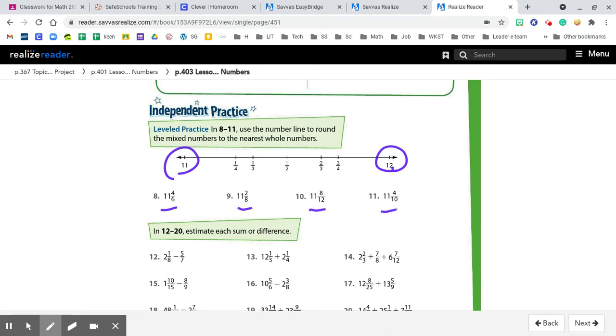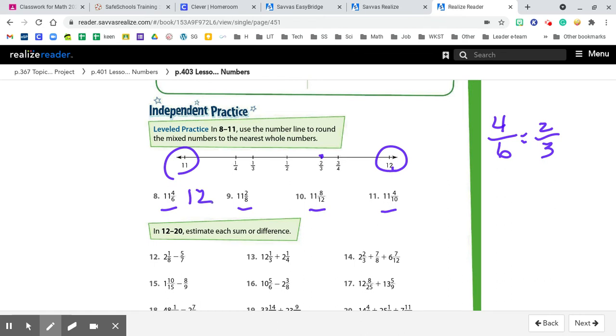So 4/6 is, if you remember from the fraction game, what is 4/6 equal to? 4/6 in lowest terms is going to be 2/3. So that would be right there. So that looks closer to 12.